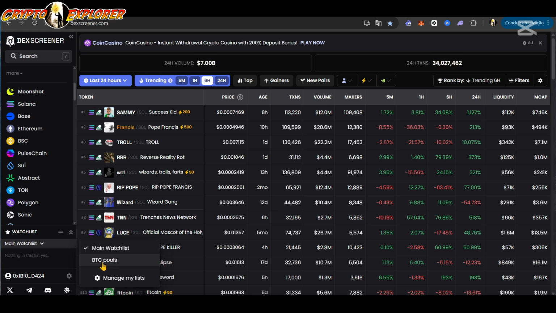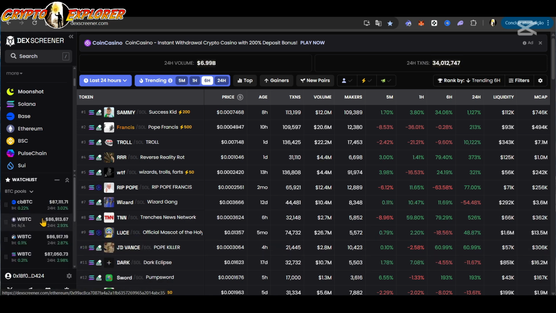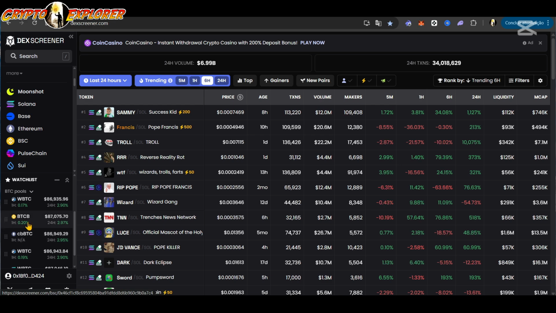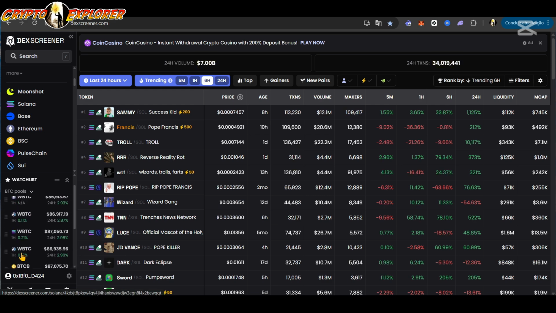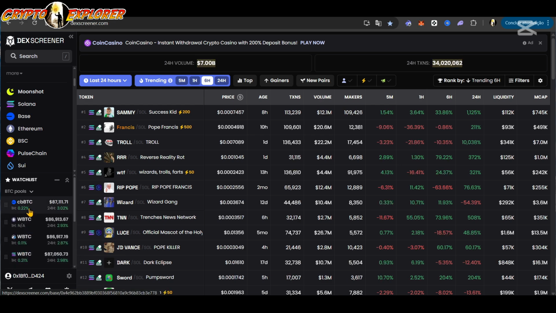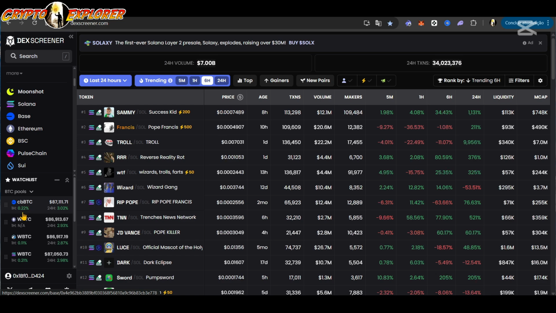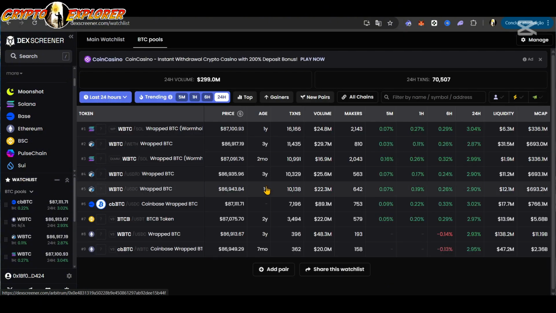I named it BTC pools and I started adding some pools to it. And now it's effectively tracking many different pools in different blockchains. Now I want this to show up in full screen. So I'm going to click here on the watch list name, and now it's showing everything that I added currently to this list. I can add more, I can remove stuff from the list, I can even share it.